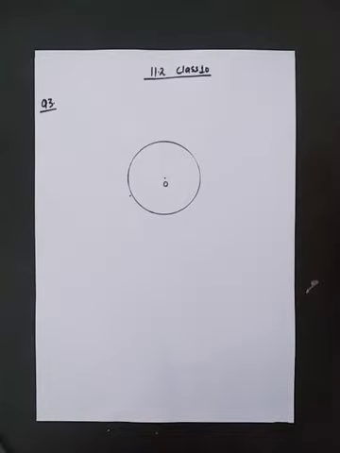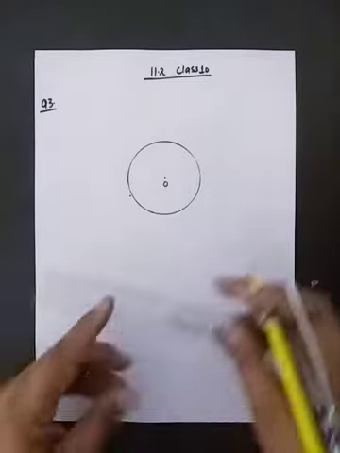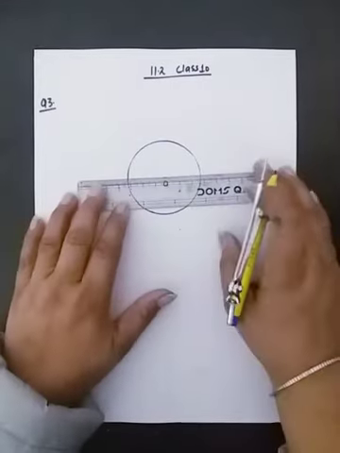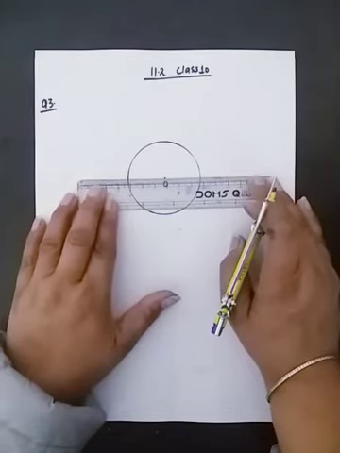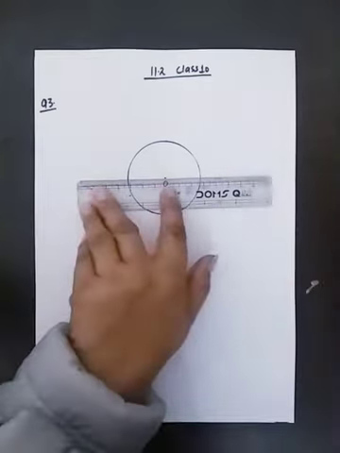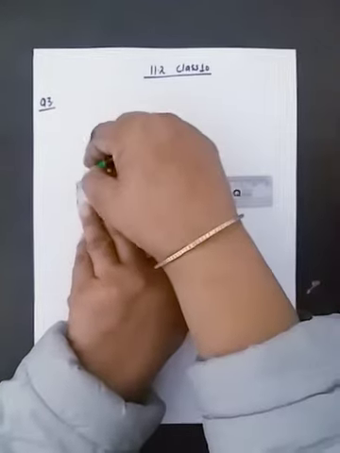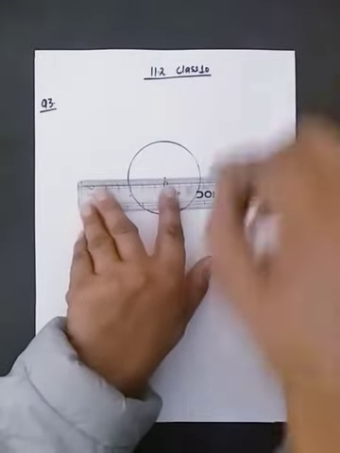Now this is a circle. Now we have to mark 2 points P and Q such that the distance of each point is 7 centimeter from the center on the same diameter. So it means this one is the diameter of the circle. Let us draw a diameter of this circle.